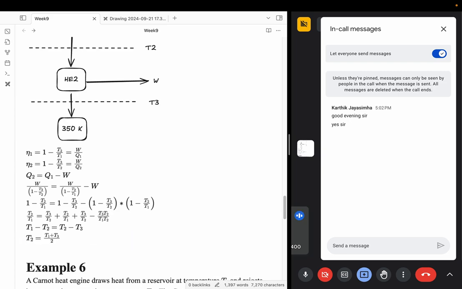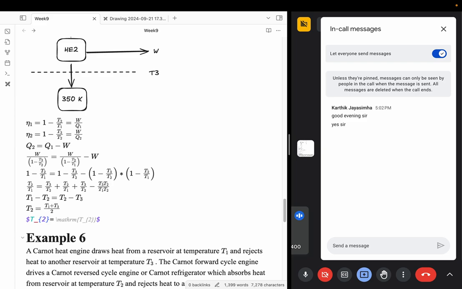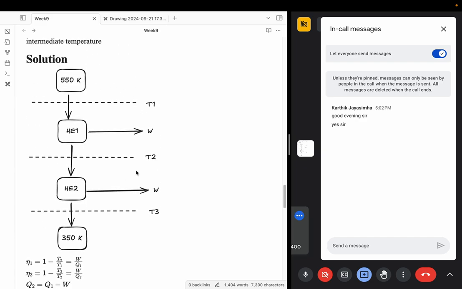So were you able to get this relation? Okay. So it's just a substitution. So we know T1 and T3 are 550 and 350. The intermediate temperature is around 450 Kelvin. So if you need both the powers to be the same from both the heat engines, then the intermediate temperature should be half of the way between the source and sink.